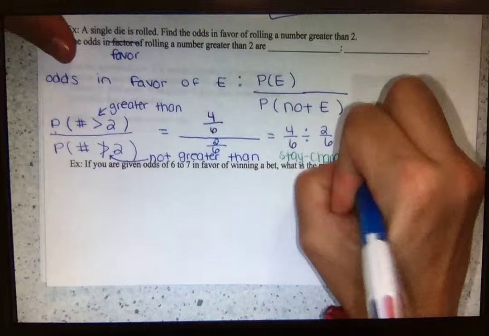Now what? Okay, the 6's can cancel. What's left over up top? 4. What's left over on the bottom? 2. Simplifying this, 2 over 1. Good, they both have a 2 in common. So we have 2 over 1. That is our final answer.